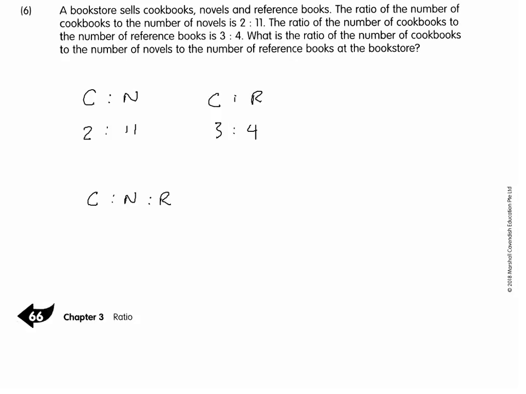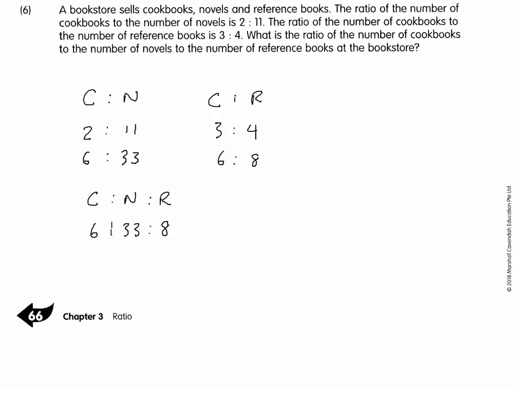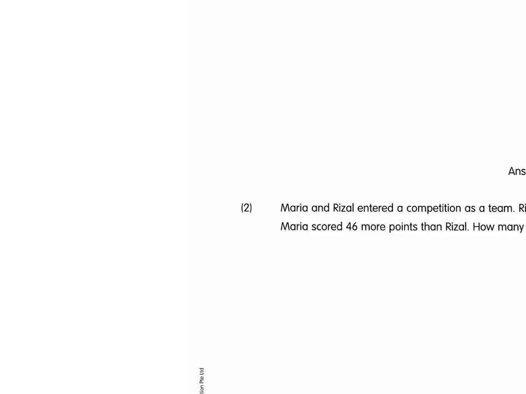Okay, so we know the lowest common multiple to 6 is 6. So what must I do to this 11? It becomes 33. And this will be 6:2. So cookbooks to novels to reference book is this, right? Okay. Okay, next question.